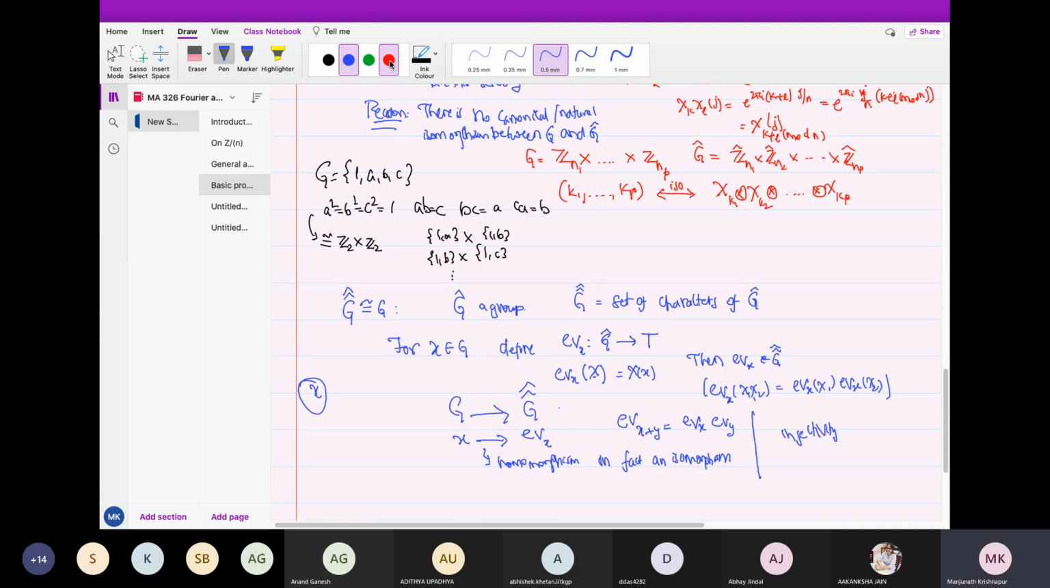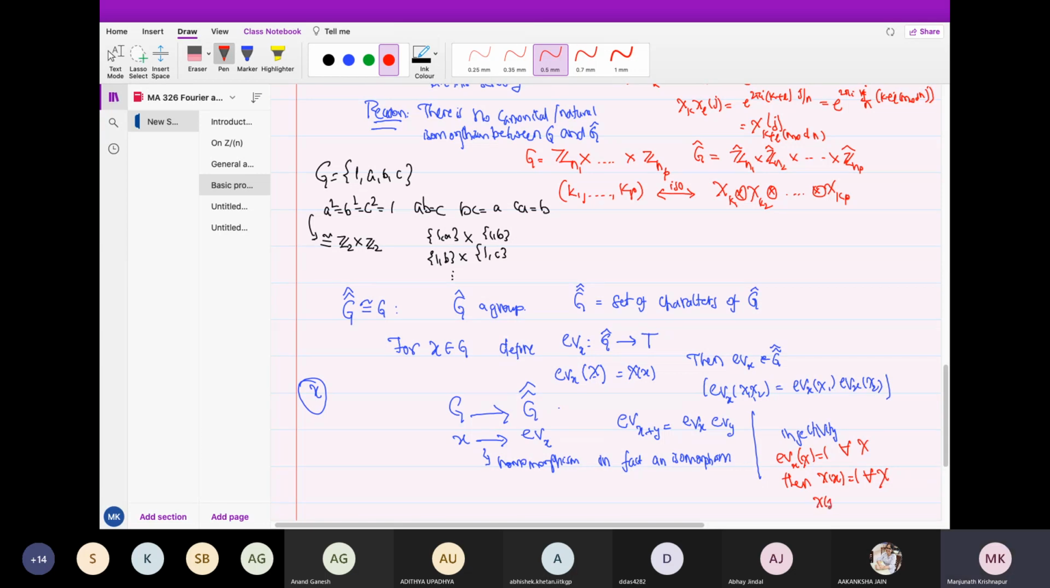So it's injective because evaluation at x can't be trivial. If EV_x of chi is 1 for all chi, that means chi of x is 1 for all chi. Now the characters form a basis for L2 of G, so they should separate points.